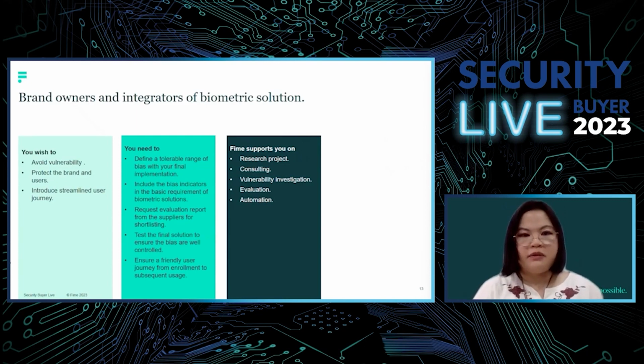So in this case, FIME can support you also if you have some research projects to do, or if you need some consulting service to help you define the reasonable range of the bias and to help you, for example, analyze whether the solution is aligned with your criteria, and vulnerability investigation, for example, to help you find the weaknesses before launching a solution, evaluation, and potentially automate the test process.